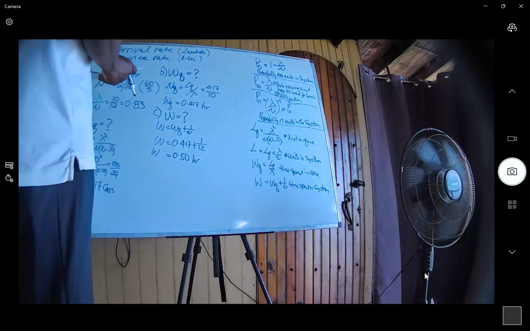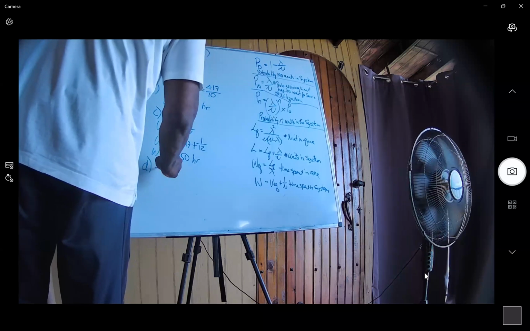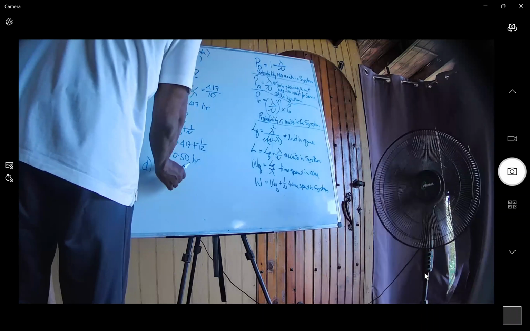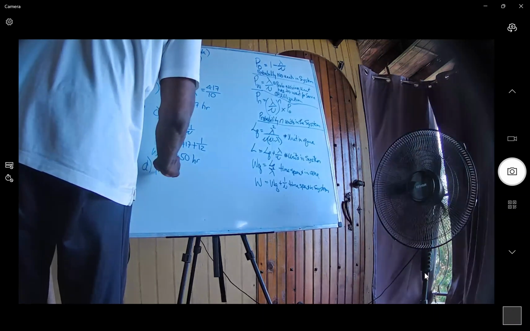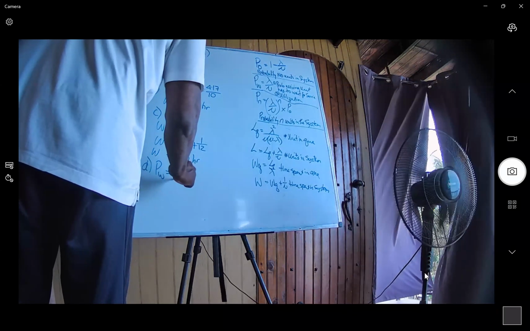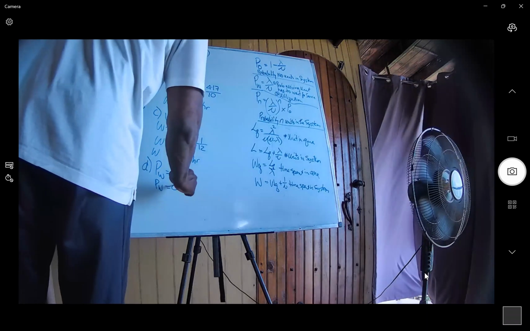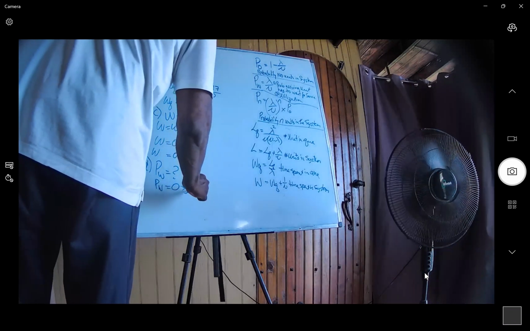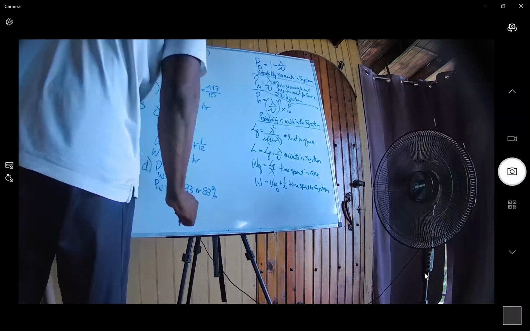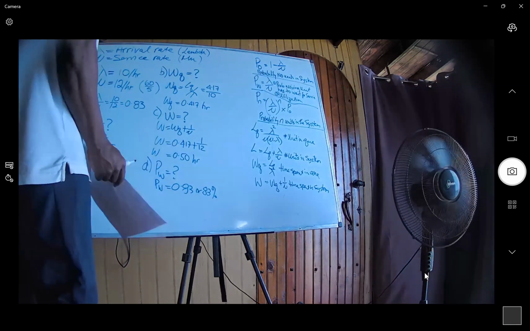And what is D asking for? Utilization rate. And you have that already, right? It's lambda over mu. Utilization rate is 0.83 or 83%. So the car wash is busy 83% of the time, right?